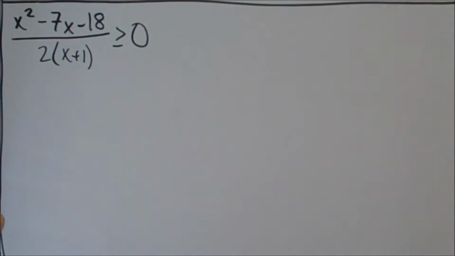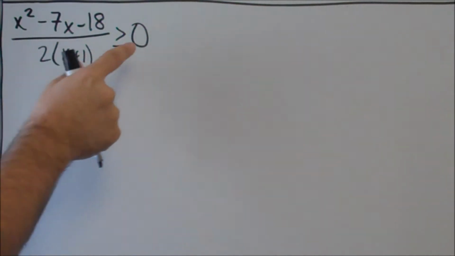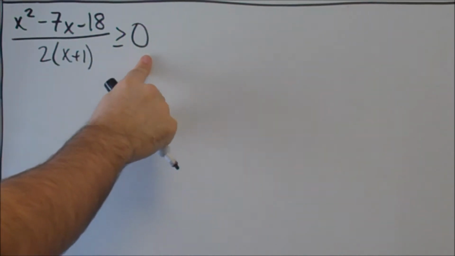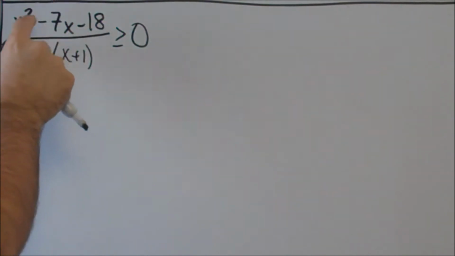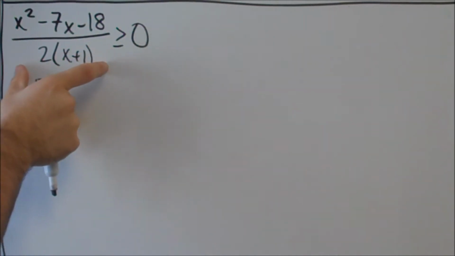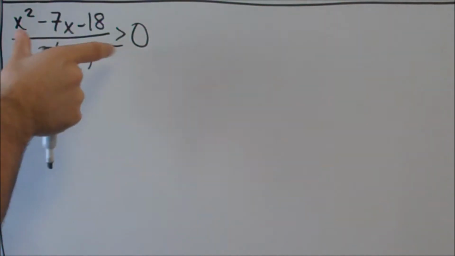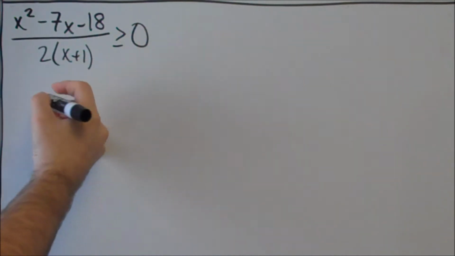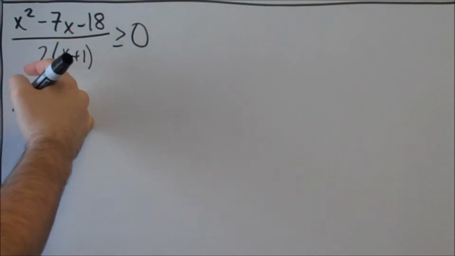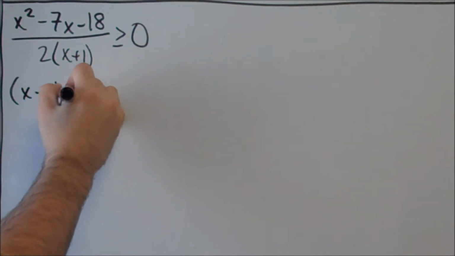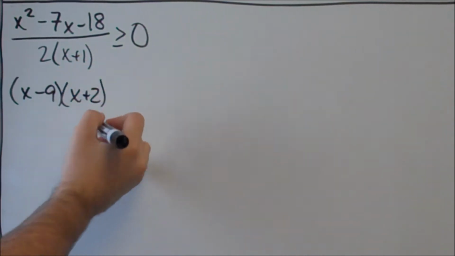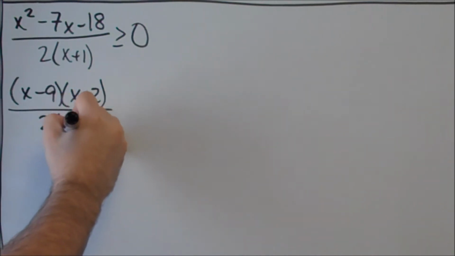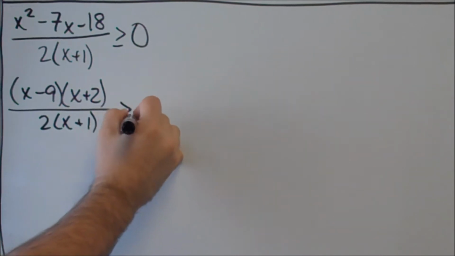Okay, so the first thing you want to check is that this fraction is in relation to 0. Here we have this fraction greater than or equal to 0. This means we don't have to move everything to one side, find a common denominator, and simplify. This is already done. So once you get it like this, you want to completely factor everything in this fraction. If we factor the numerator, we get (x minus 9) times (x plus 2), and the denominator is already factored for us, so we just have 2 times (x plus 1), greater than or equal to 0.